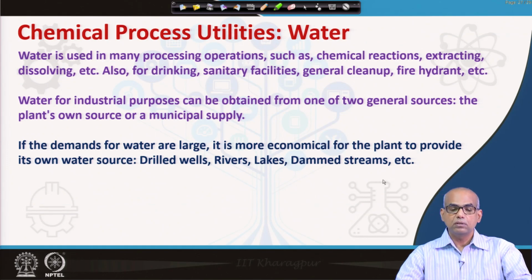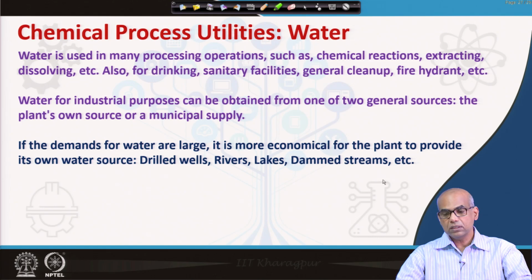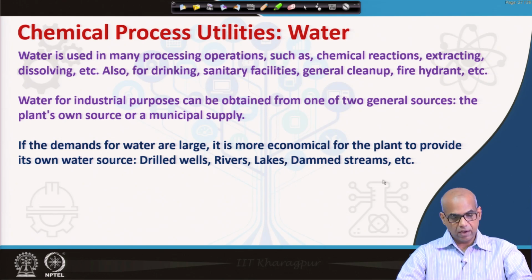Let us move on to water as utility. Water is used in many processing operations such as chemical reactions, extracting, dissolving, etc. It is also used for drinking, sanitary facilities, general cleanup, washing, in fire hydrants, etc. Water for industrial purposes can be obtained from one of two general sources. First, the plant's own source, or second, a municipal supply.